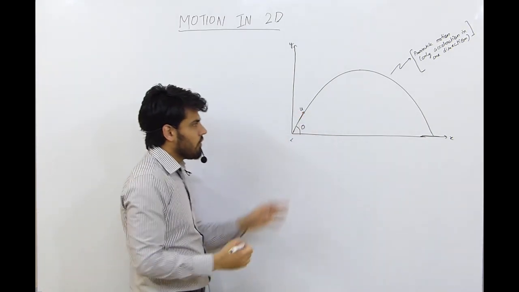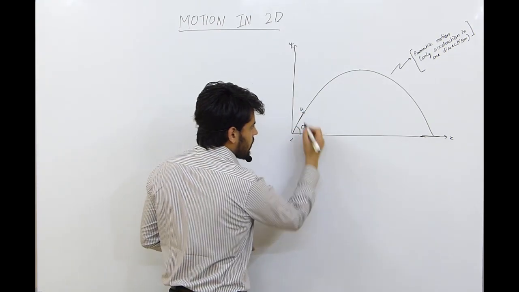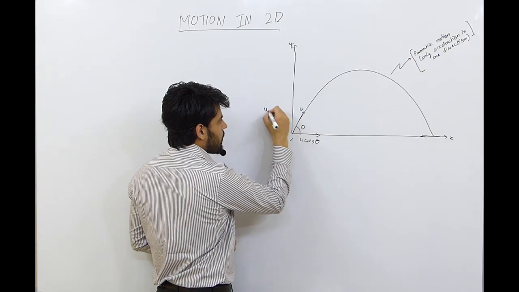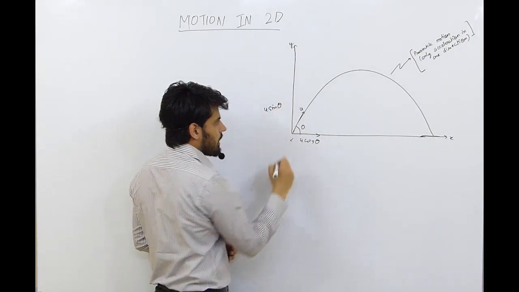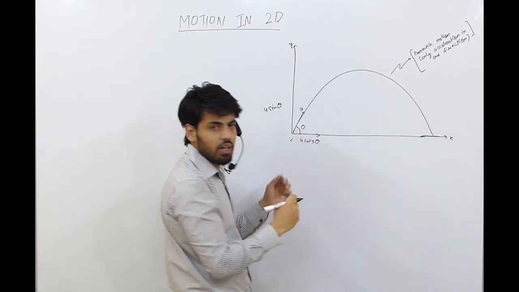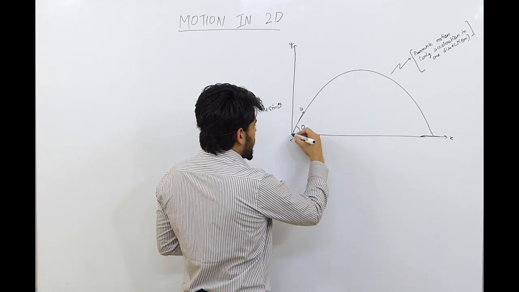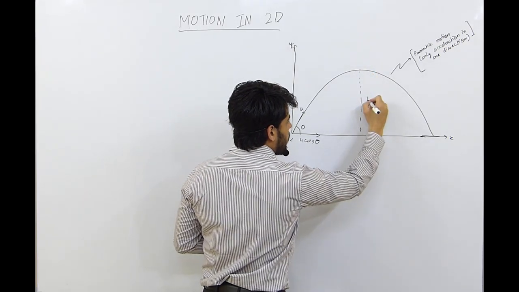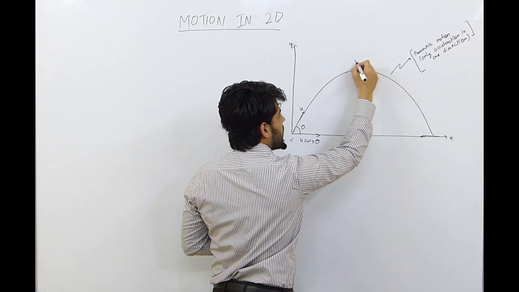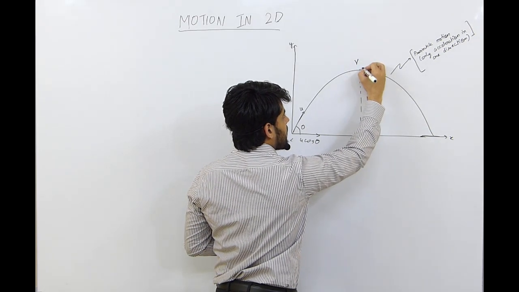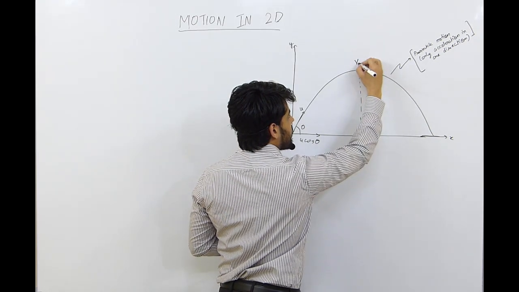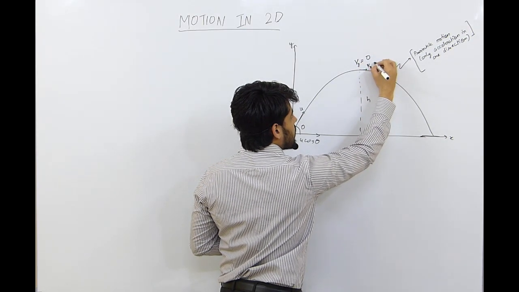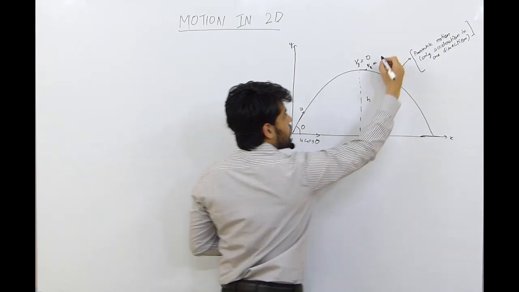Suppose an object is thrown with a velocity of u, then its horizontal component will be u cos theta and its vertical component will be u sin theta. This you have read in earlier classes. Now this object will reach a maximum height of h when vy will be equal to 0 and vx will be the same as u cos theta.